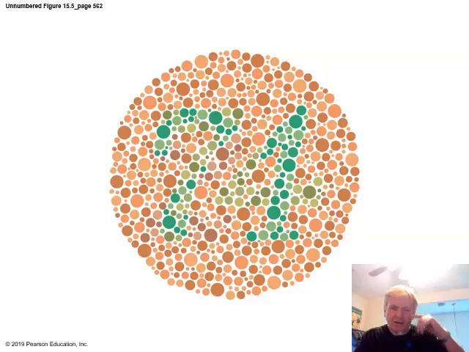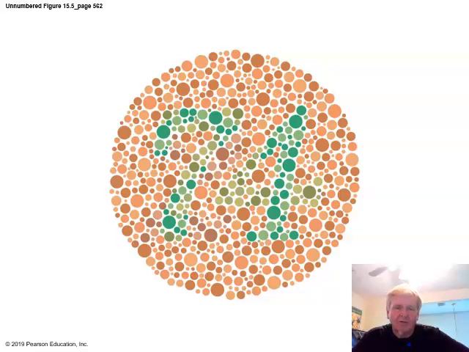Astigmatism and color blindness. Color blindness is basically when you have a defect in either the red or the green genes for producing color vision. Your color genes are on the X chromosome. Okay, so if you have color blindness, you would not be able to see this number.